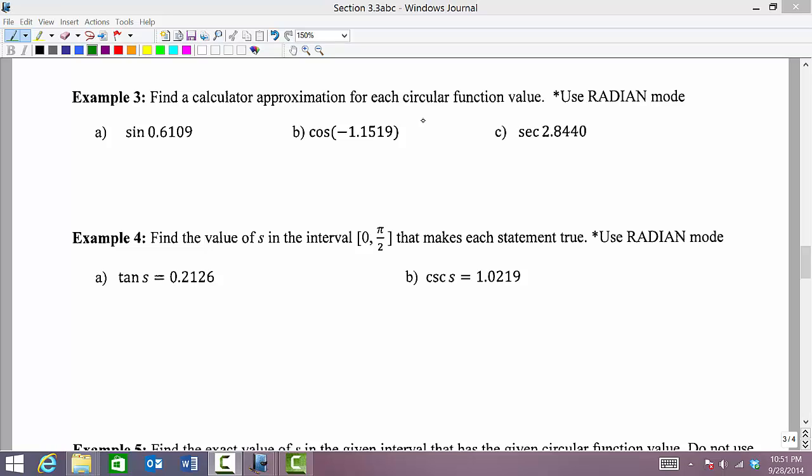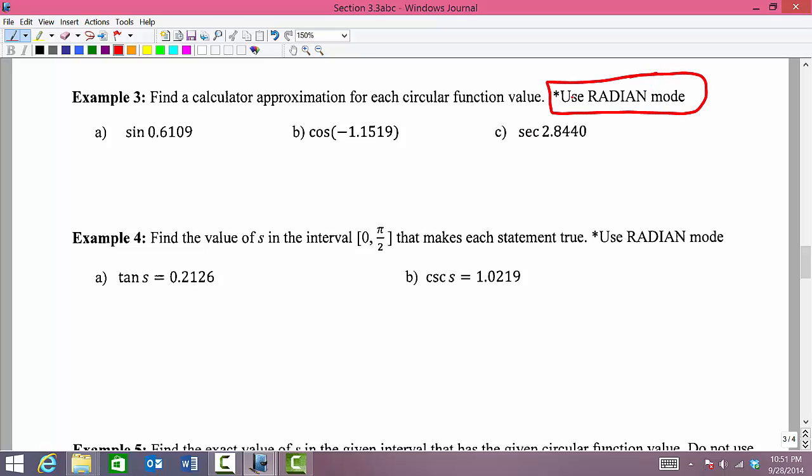Now we would like to look at some calculator work with radian values. So we want to find a calculator approximation for each circular function value. What's important here is that you notice that our angles do not have a degree symbol. So all of these angle measures that we're asked to find the sine and cosine and secant values of are all given in what we call radians.